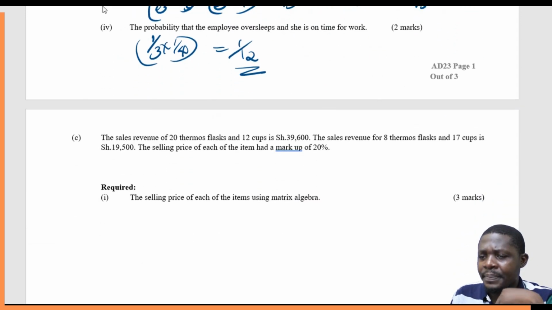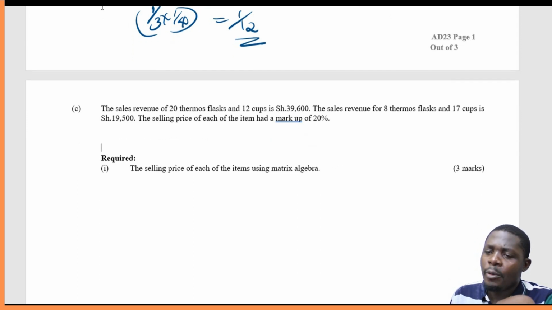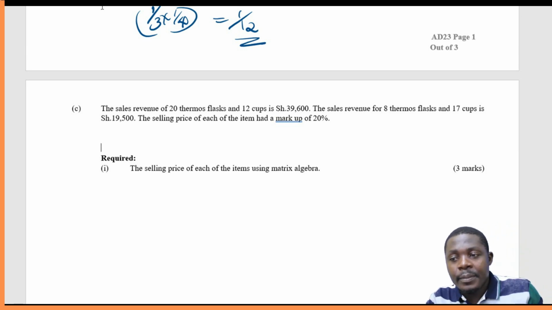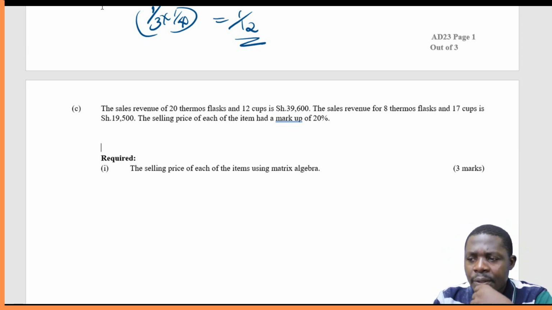Then lastly, the sales revenue of 20 thermos flasks and 12 cups is 39,600. The sales revenue for a thermos flask and 17 cups is 19,500. The sales price of each of the items had a markup of 20%. Required, Roman 1: the selling price of the items using the matrix.